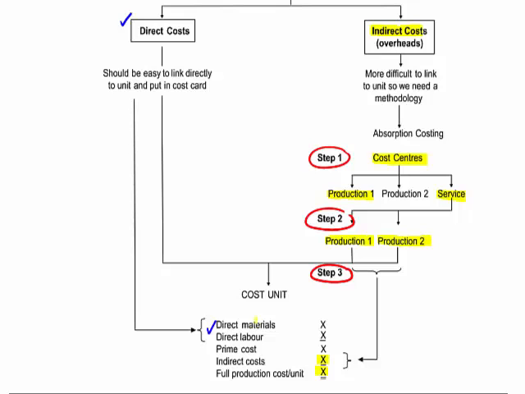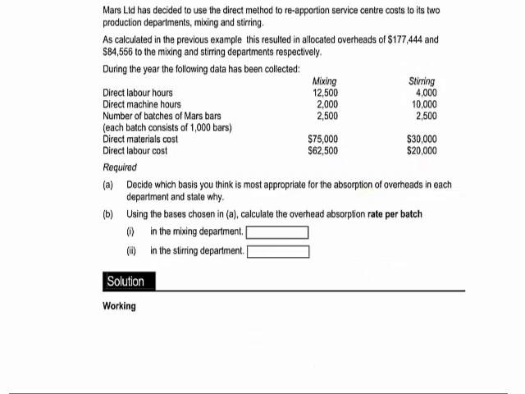And if we work out an overhead absorption rate per labour or machine hour, we need to multiply the number of labour hours or machine hours per unit to give us that overhead per unit for each of the departments. Step 3 then is going to be demonstrated here in lecture example 4, Mars.